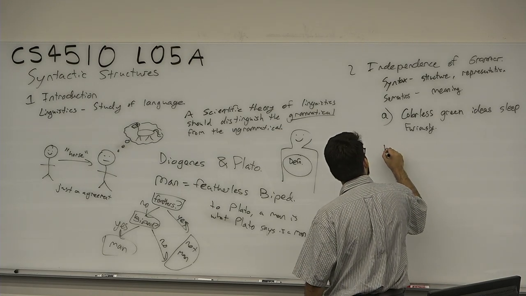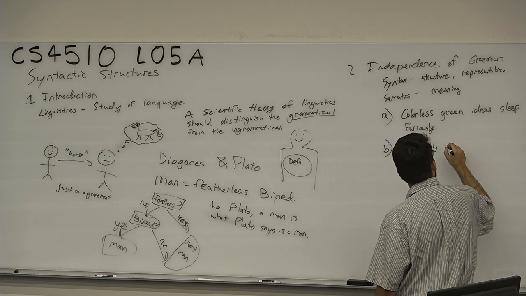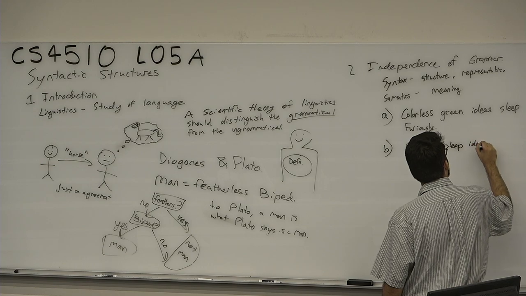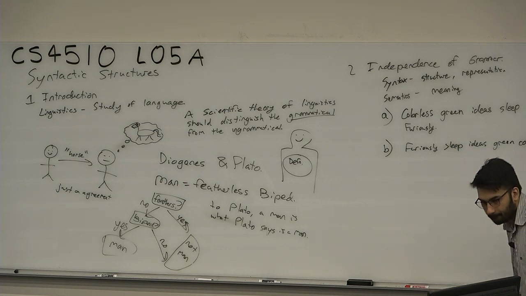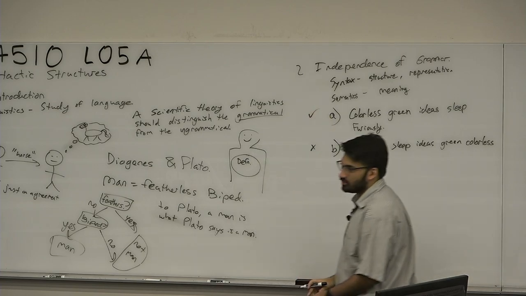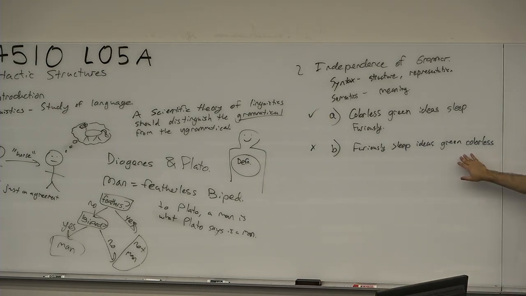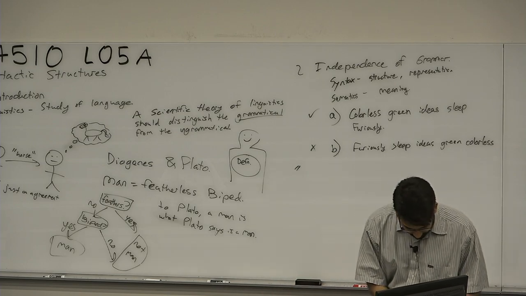Then he comes up with the second sentence, which is: furiously sleep ideas green colorless. So is this sentence grammatical or ungrammatical? The first one was grammatical, and this one is ungrammatical. We agree on that. So this is the same sentence, but we've simply reversed the order of the words. He makes this incredibly generalizing idea, and basically he says, let me make sure I have it exactly down.